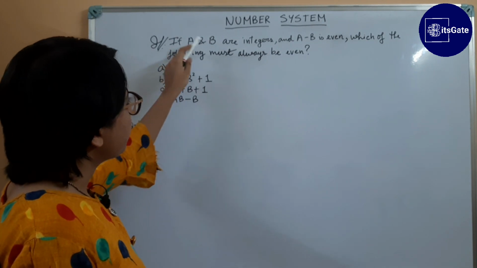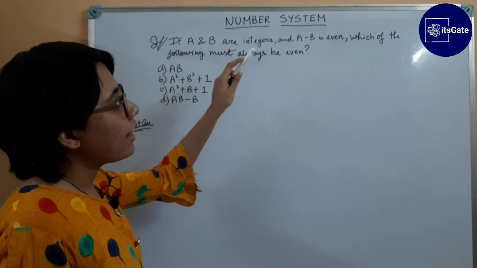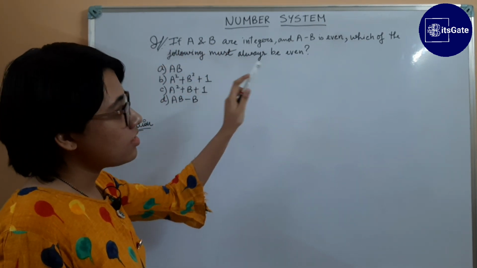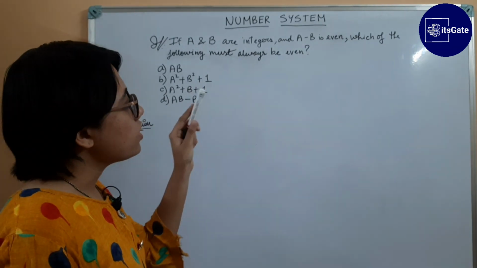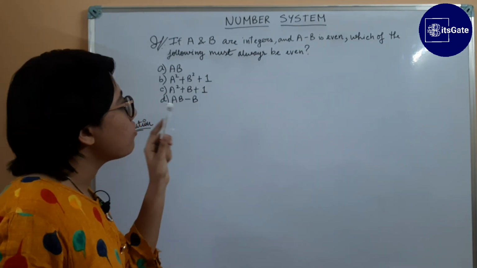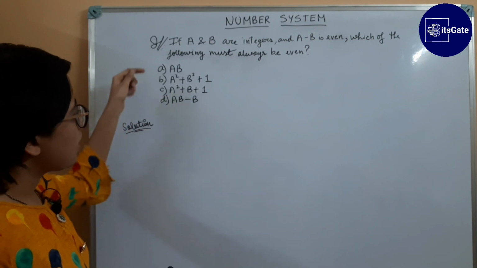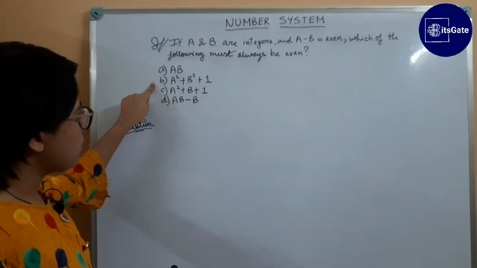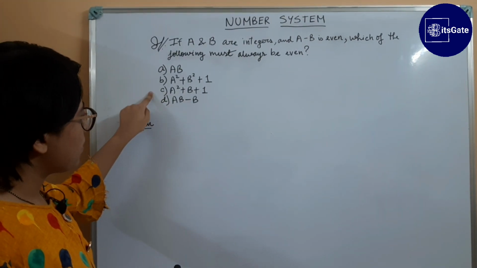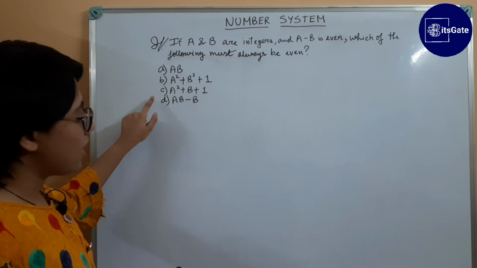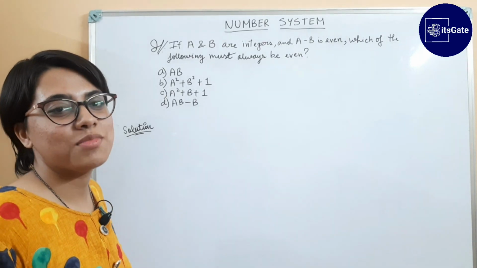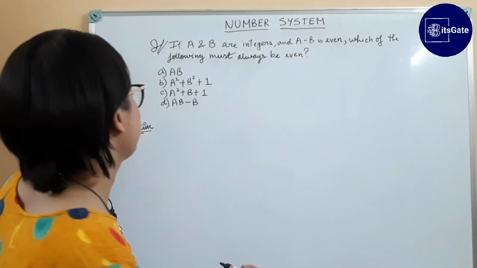If a and b are integers and a minus b is an even number, then which of the following must always be even? We have options as ab, a square plus b square plus 1, a square plus b plus 1 and ab minus b. Now let's jump to the solution of this question.